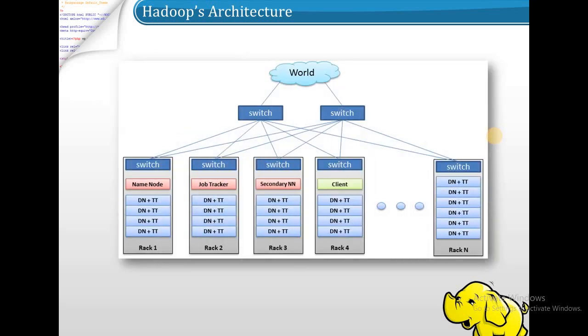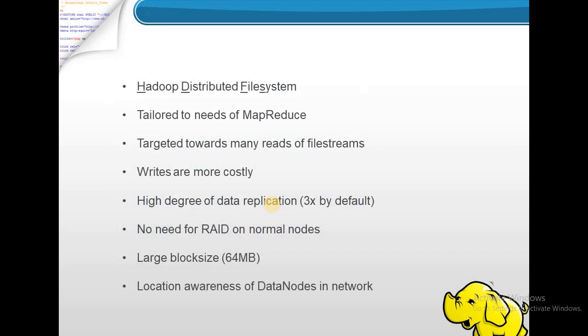The job tracker can divide work into task trackers. This is the name node and these are the data nodes, and each data node has a job tracker and task tracker. A job can be divided with the help of the job tracker and task tracker.